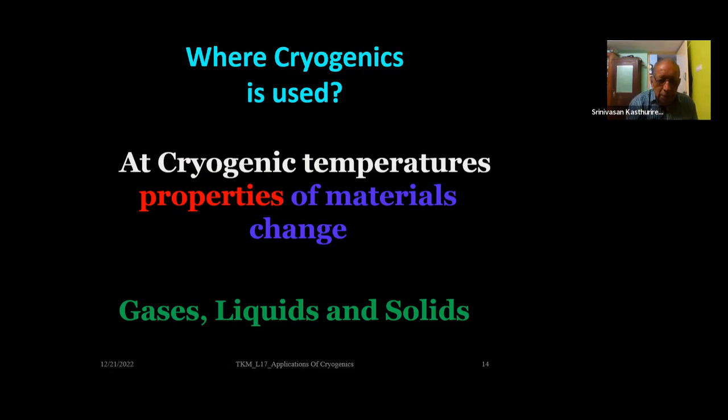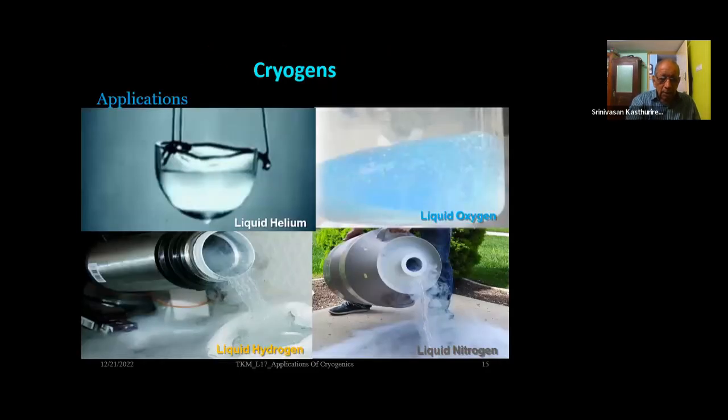What happens to materials? The properties of materials change, that we know, at low temperature, in solids, liquids and gases. Generally, as you go lower in temperature, you first form liquids, and then if you go further lower in temperature, you get a solid state. So a number of material properties change. For example, we know that materials become brittle, like glass and things like that.